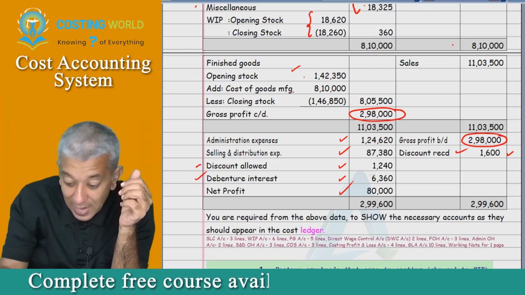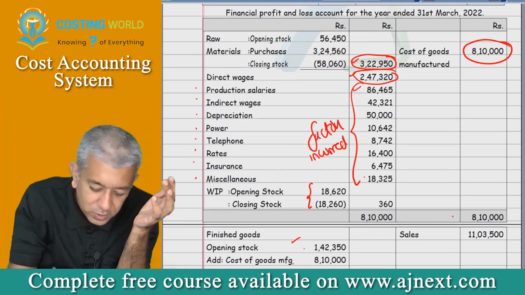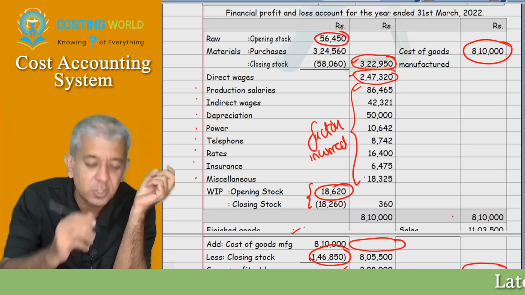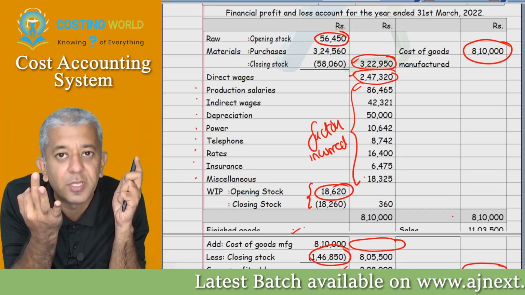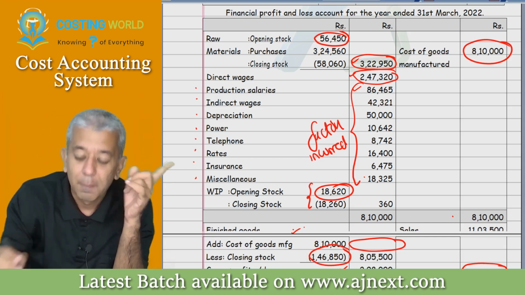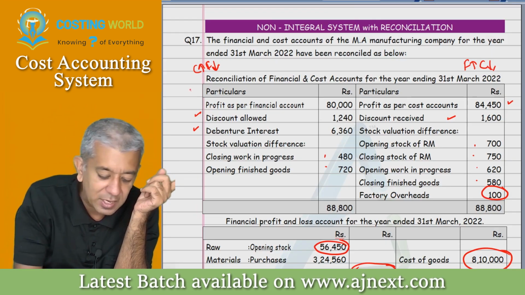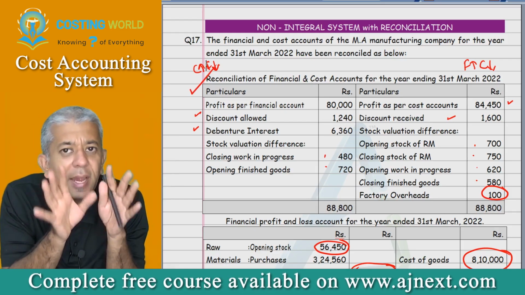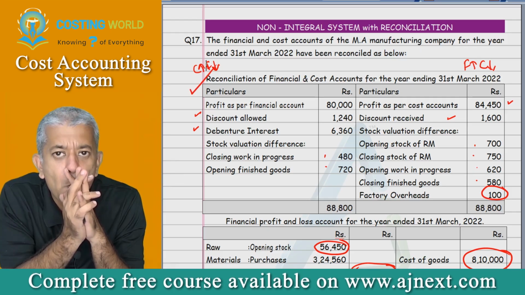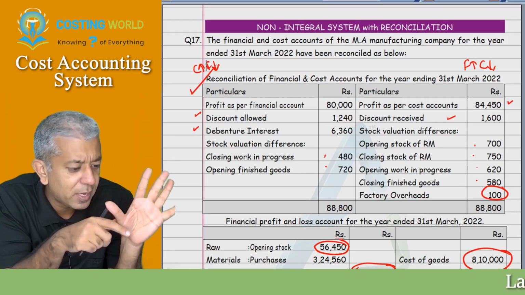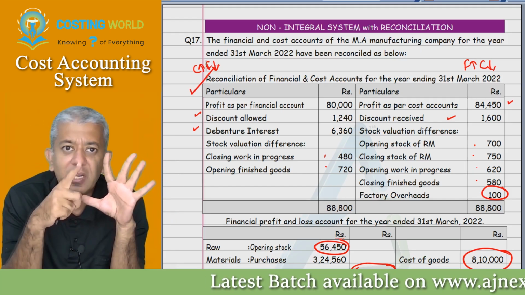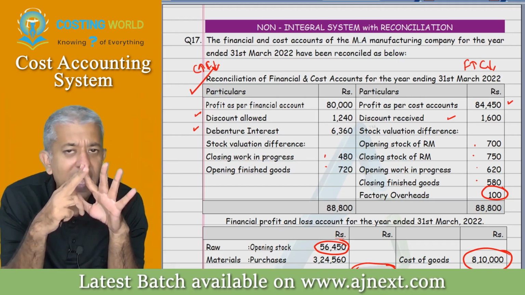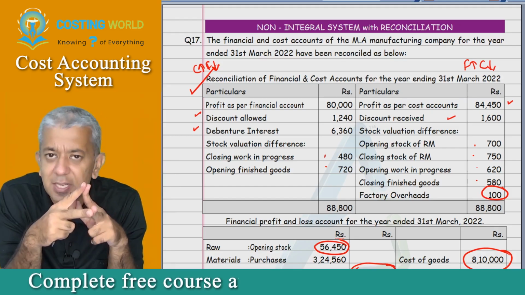The thing is that I have 3 opening stocks: opening stock of raw material, opening stock of WIP, and opening stock of finished goods. But the problem is that I have these 3 opening stocks as per financial accounts. I also have their differences appearing in the reconciliation. You all understand what my idea is for doing this question? So I will have my financial figures and the differences that appear in the reconciliation. I add or less, and arrive at the figures as per costing.